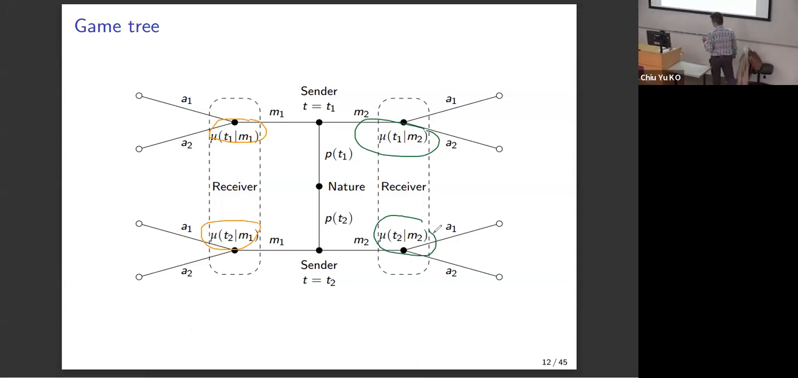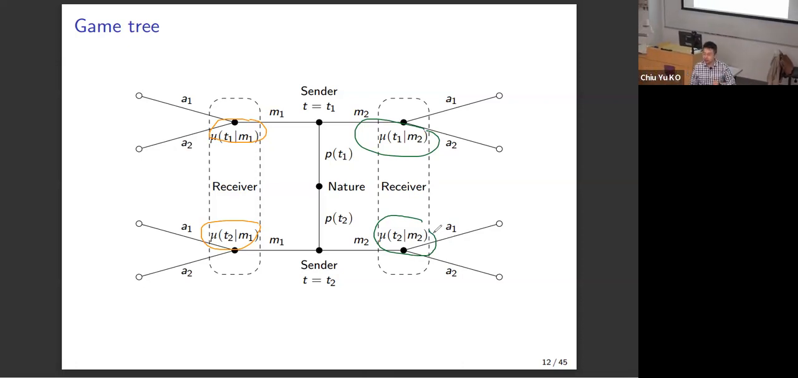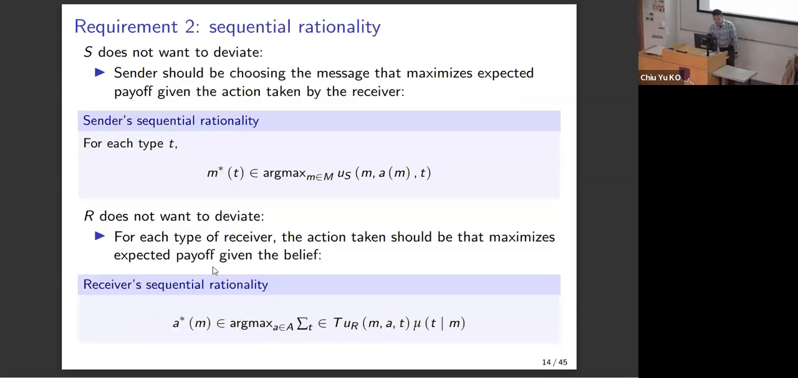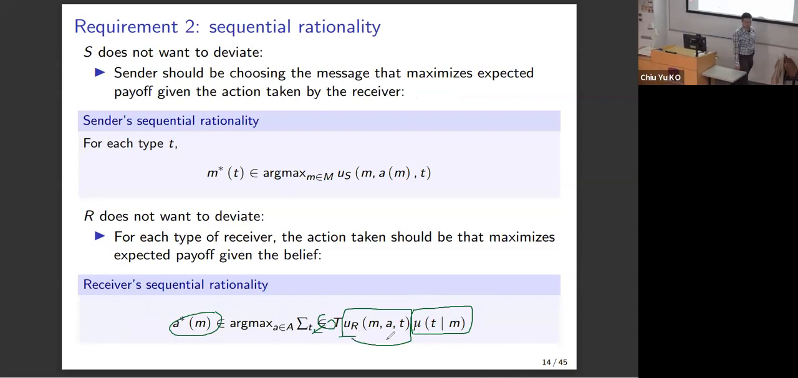That's the first requirement. The second requirement is that the receiver has to choose A1 or A2 based on his belief. So the receiver looks at his belief, and maximizes, oh sorry, this T should be down here. So he maximizes his payoff, his expected utility.